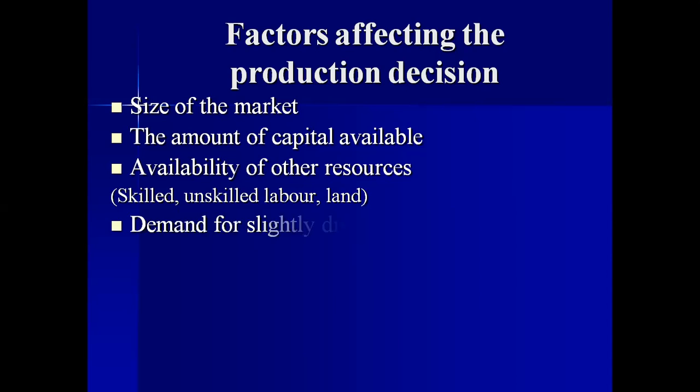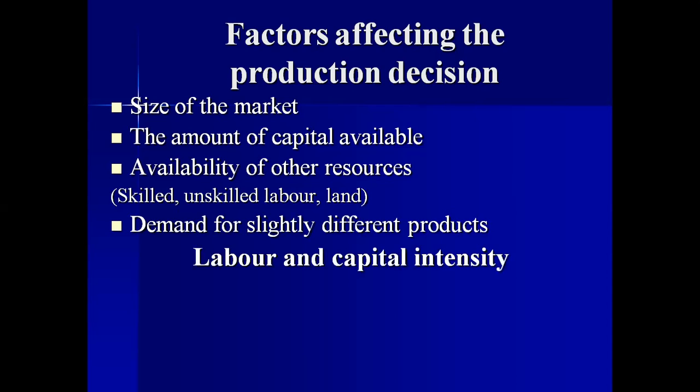All right, then demand for slightly different products. Again, if they are slightly different, the right method of production could be mass customization, where the basic design remains the same, and you make certain changes to meet the needs of the people. This is possible. Labor and capital intensity, we have talked about it, so I'm not going to talk about it.